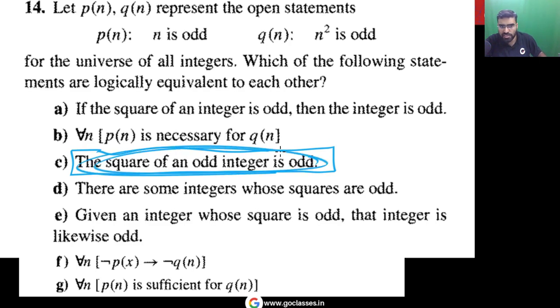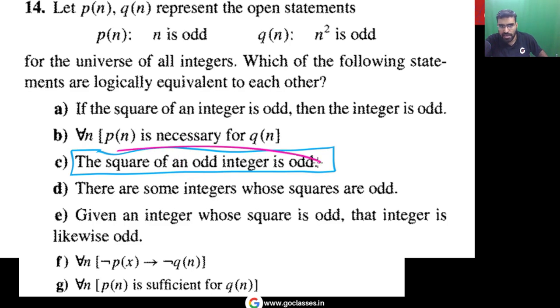In this type of statement, you can notice universal quantification is hidden. We are talking about all the integers. For every integer n, you are saying that if it is odd, then its square will be odd.